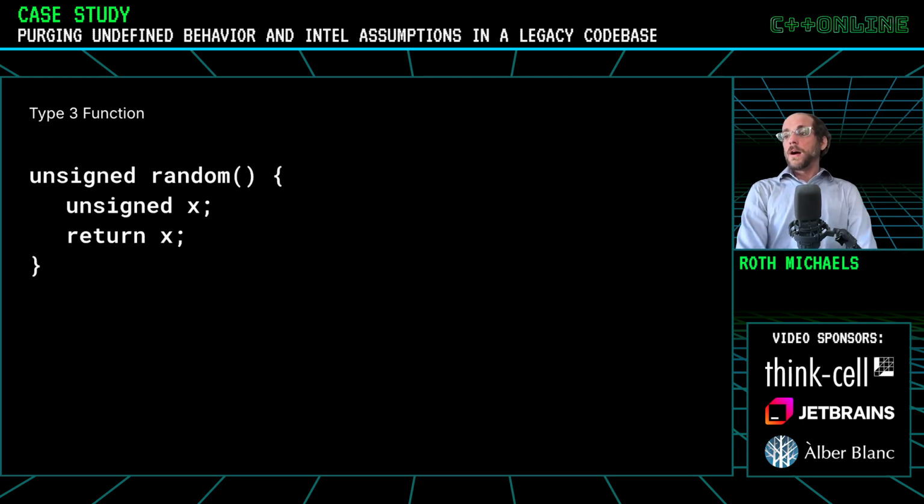And then we have a type 3 function, as our first example was, where, until C++26, this is going to be undefined no matter what. You always call this function, it's going to be undefined. Now, it's a bit of a silly example.